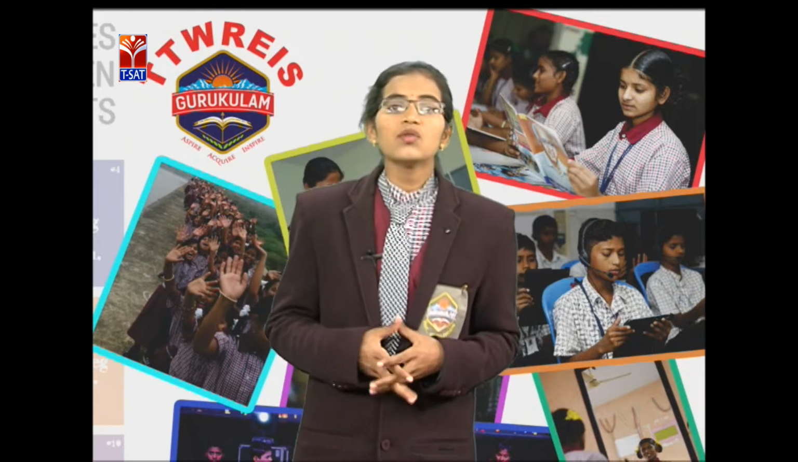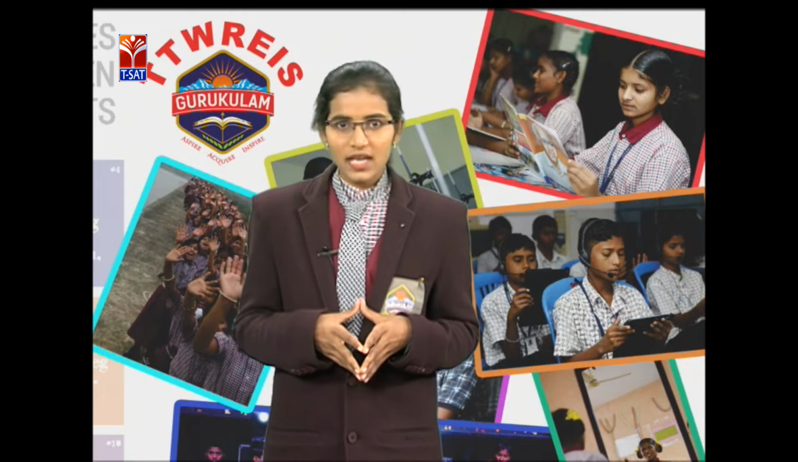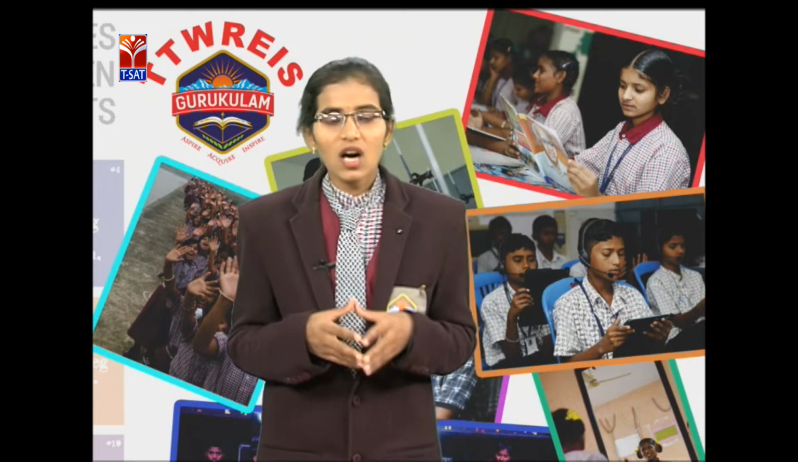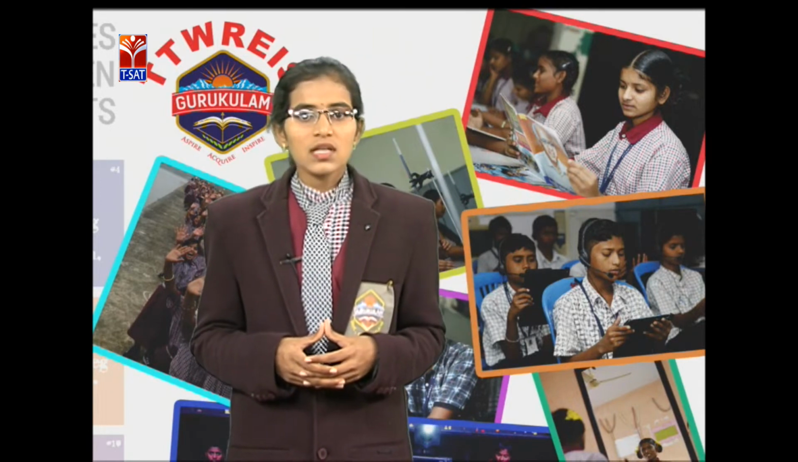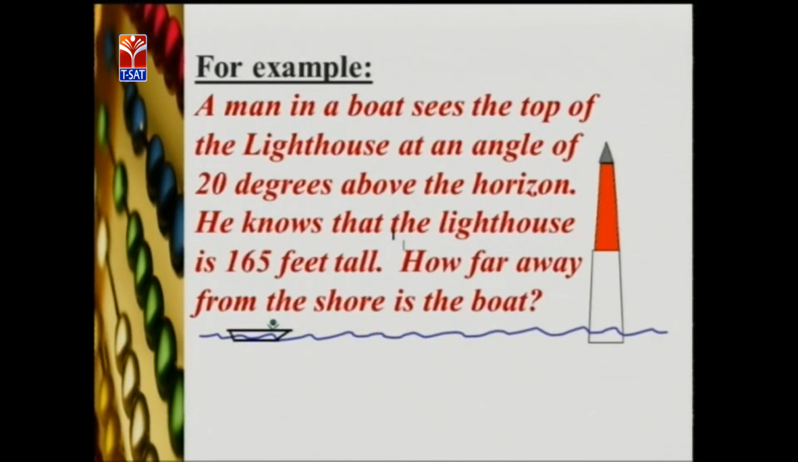Now I will explain an example of how we apply this trigonometry to find heights and distances. Let us consider an example. A man in a boat sees the top of the lighthouse at an angle of 20 degrees above the horizon. He knows that the lighthouse is 165 feet tall. How far away from the shore is the boat? So we can apply this trigonometric application to find the distances.